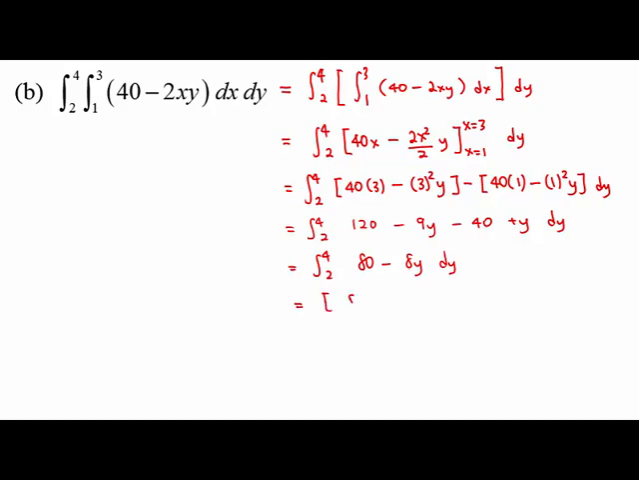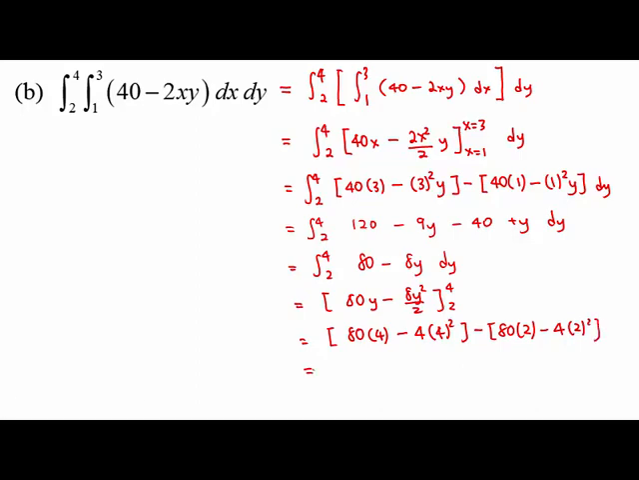So this is 80y minus 8y squared over 2, from 2 to 4. Now we are ready to substitute 4 and 2 inside. So let's substitute 4 first. So that is 80 into 4 minus, okay, 8 divided by 2 is 4, and so 4 squared. And substitute 2 inside now, and 4 into 2 squared.